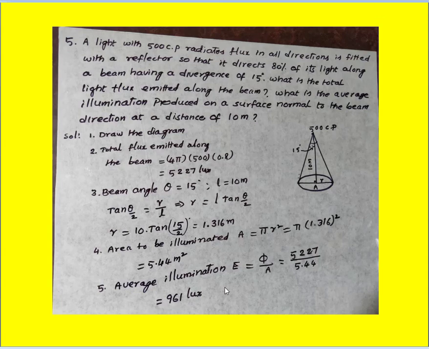We know the average illumination formula, that is E is equal to the total flux received by the surface divided by the area of the surface. The total flux we have already calculated, that is 5227. The surface area we have calculated just now, 5.44. So when we simplify it, we get 961 lux as the illumination on the surface.